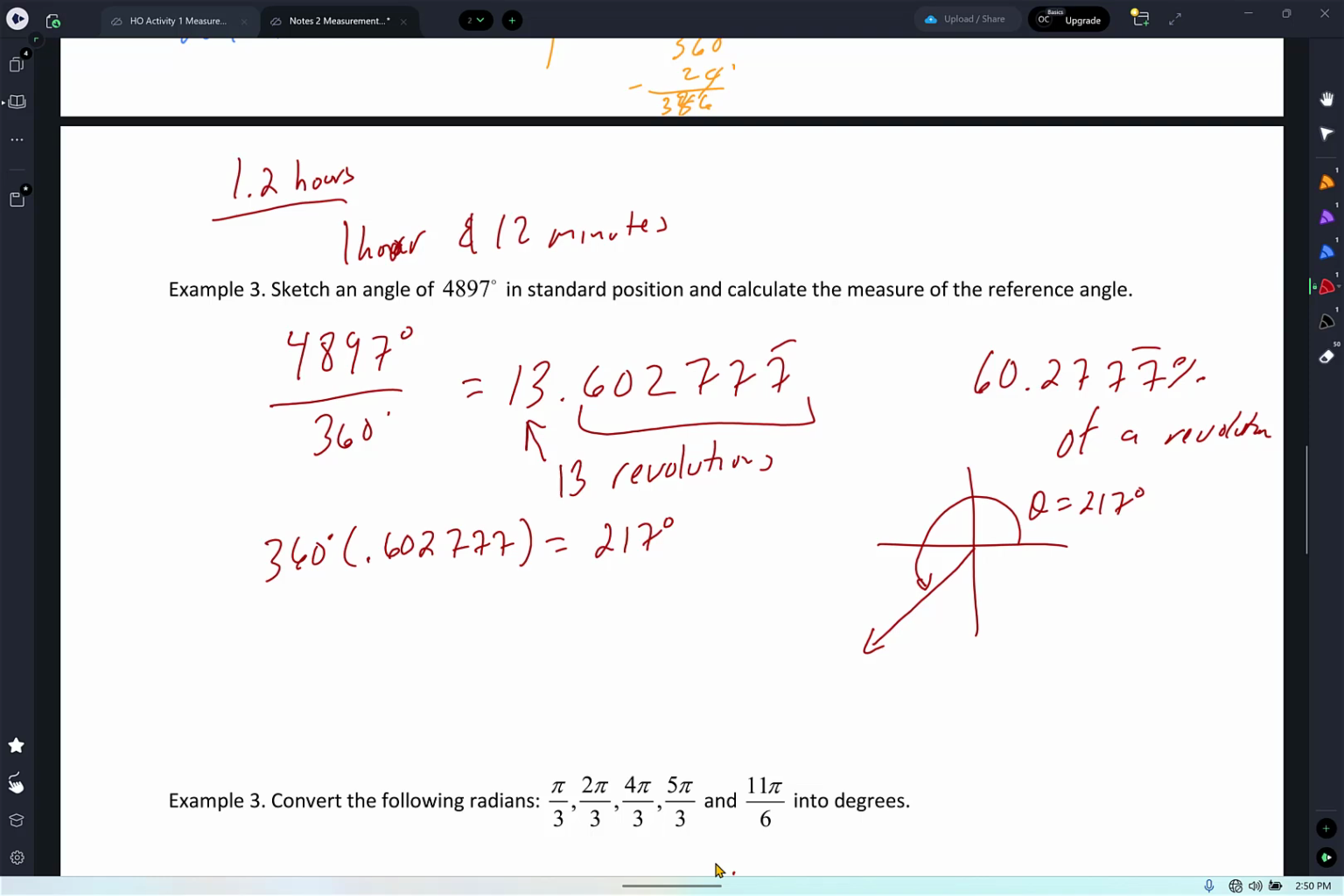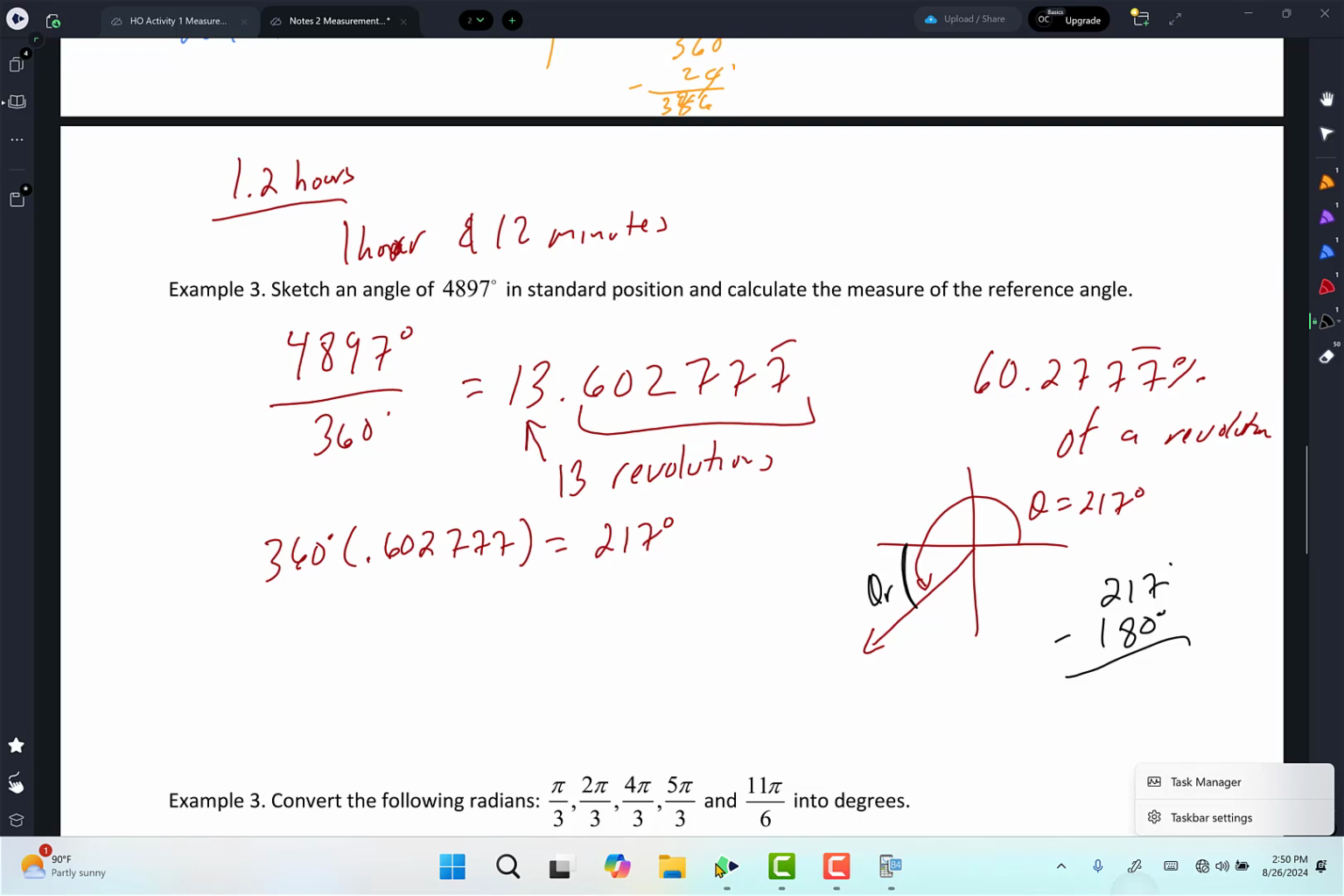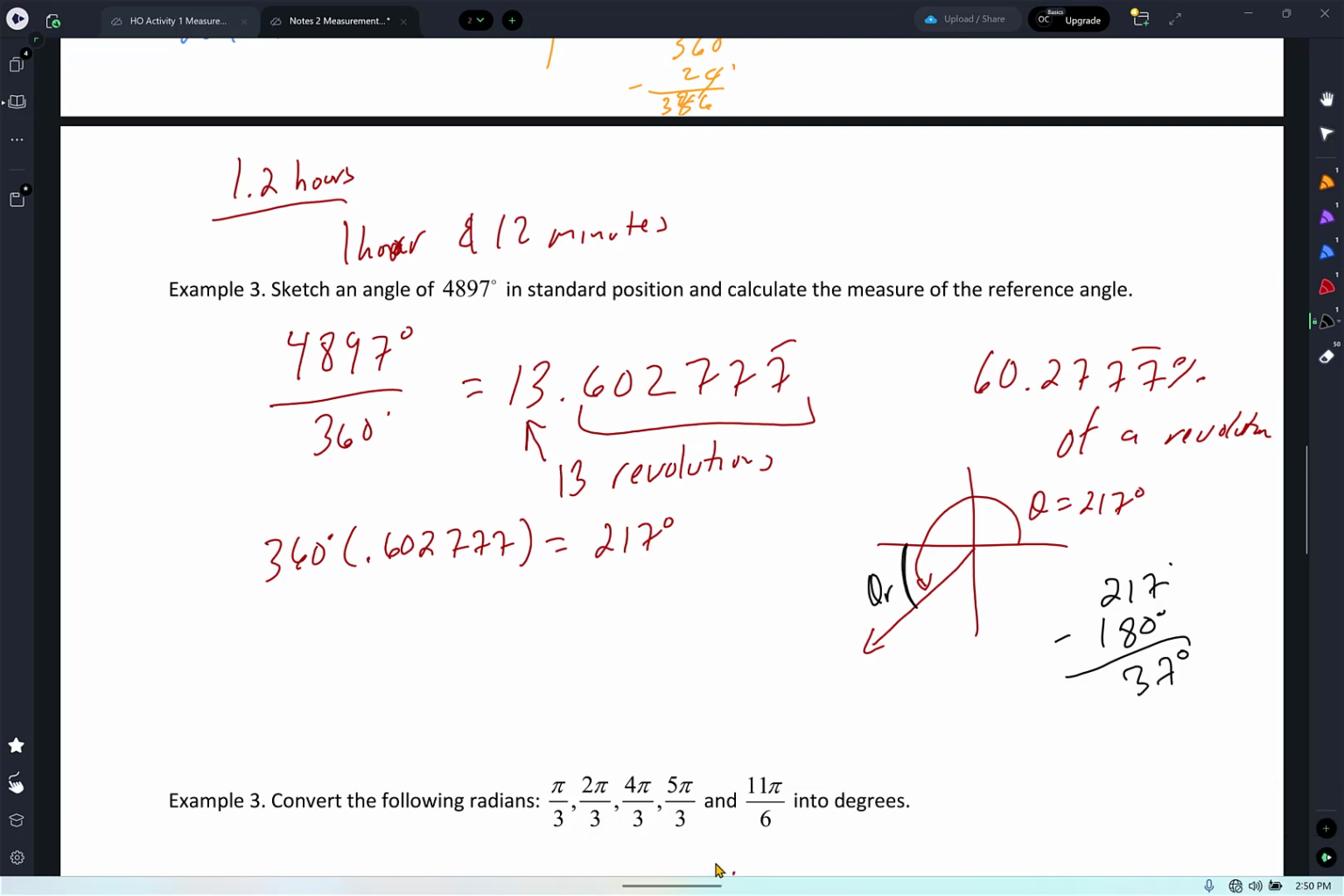What else do they want? Oh, the reference angle. All right, Lizardi, what is this angle right here? How would I calculate it? No pressure, this is a safe space. Heck yeah, Lizardi, look at you. So 217 minus 180, let's see, what's that? 37 degrees. That's my reference angle. Theta R is 37 degrees.